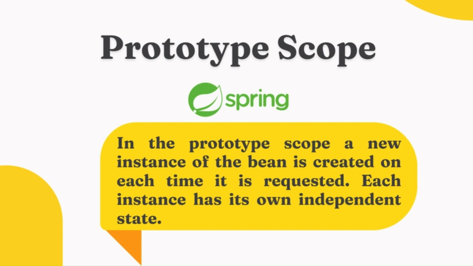What is prototype scope? In the prototype scope, a new instance of the bean is created each time it is requested. Each instance has its own independent state. Bean instances with prototype scope do not share their state with other bean instances. To understand how it is used, let's move to the implementation part.